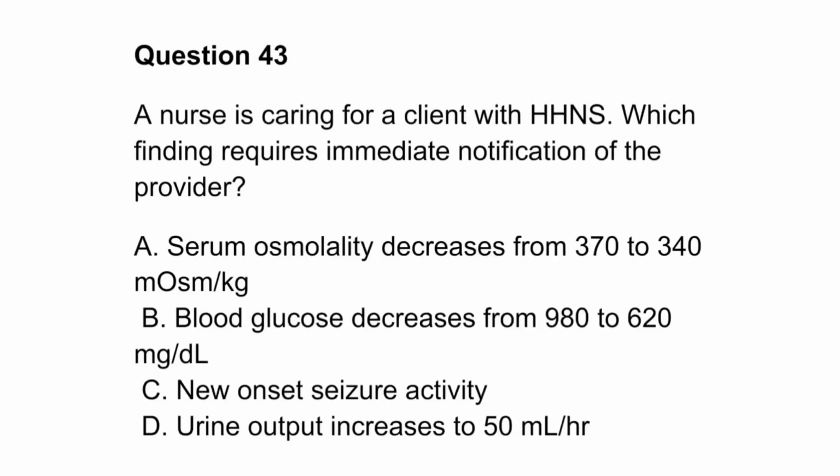Question 43. A nurse is caring for a client with HHNS. Which finding requires immediate notification of the provider? A. Serum osmolality decreases from 370 to 340 mosm/kg. B. Blood glucose decreases from 980 to 620 milligrams per deciliter. C. New onset seizure activity. D. Urine output increases to 50 milliliters per hour.